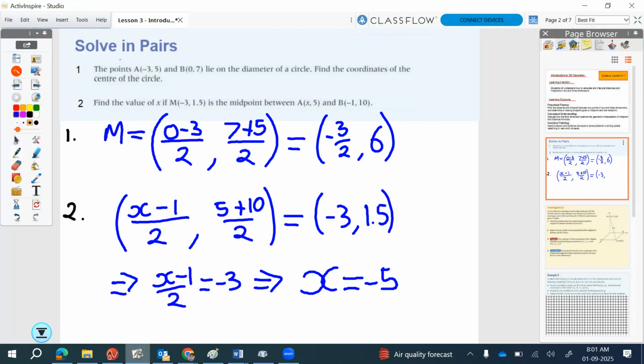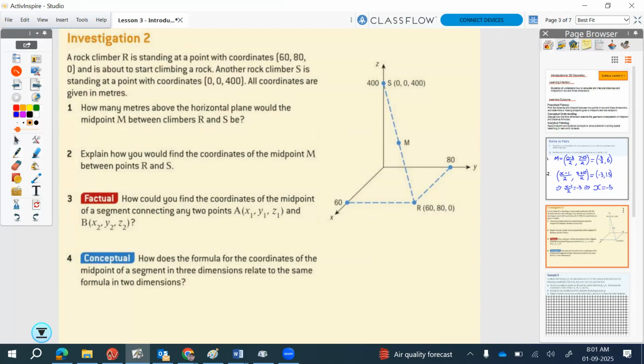Alright, so we're going to do a little bit of investigation, work together in your teams on each of your tables, and have a go, see if we can figure out any of the answers to these questions here.